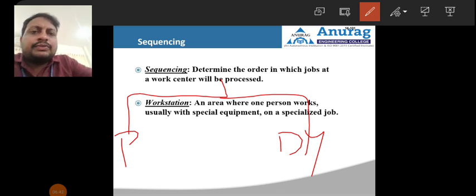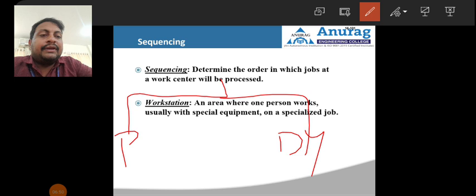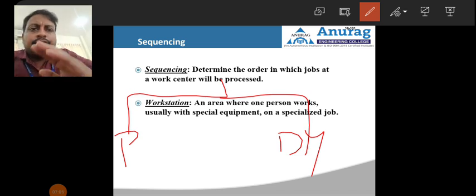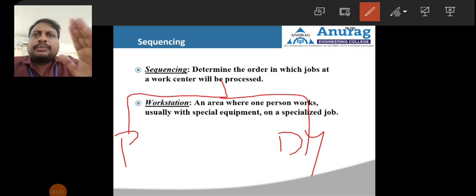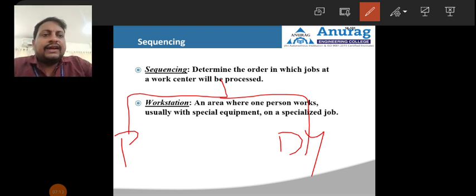If we keep on changing the first priority of the operation, we call it dynamic sequencing. So sequencing is further classified into primary sequencing and dynamic sequencing. In primary sequencing rules, we first give the first priority, and based on it we do the operation. If the first priority keeps changing, we call it dynamic sequencing.